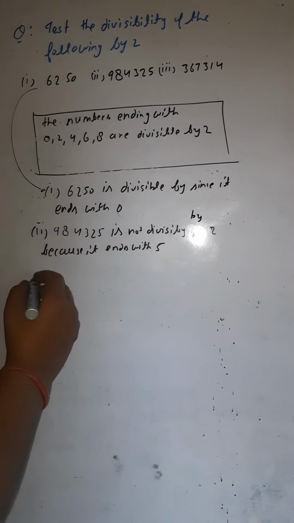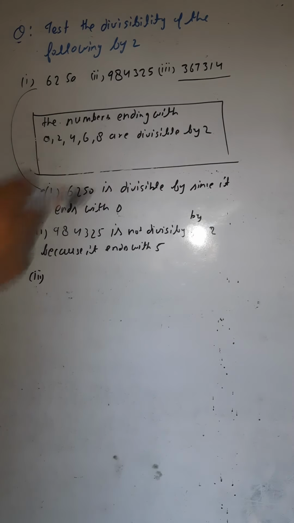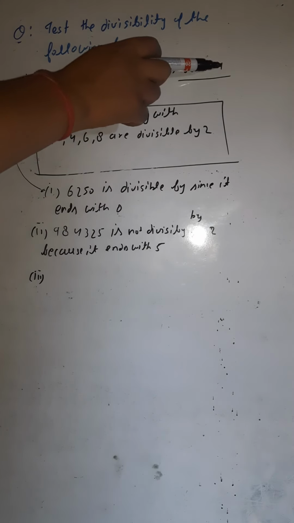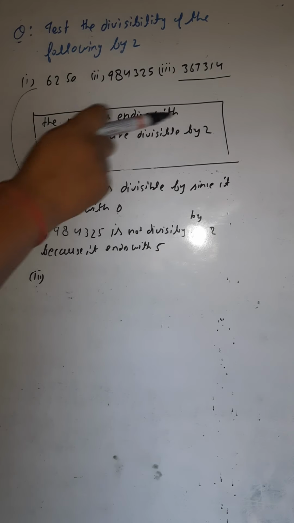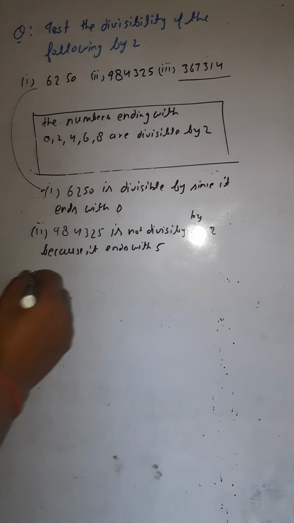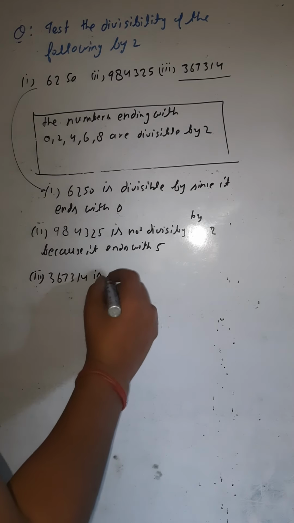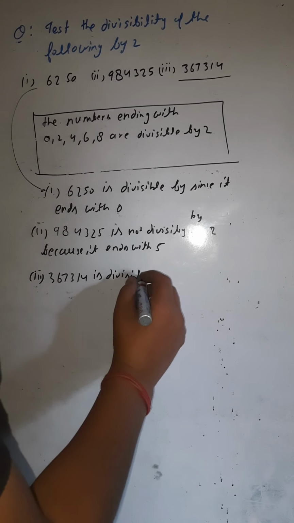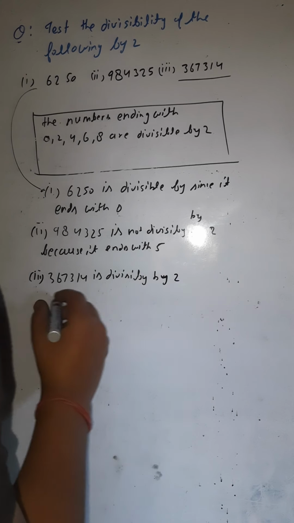Okay. Then what would be the answer of this third question? Whether it is divisible or not, just tell me. If you see, this is ending with the digit 4. Any number which is ending with 4 would be divisible by 2. So you would write here 3671314 is divisible by 2. Why?